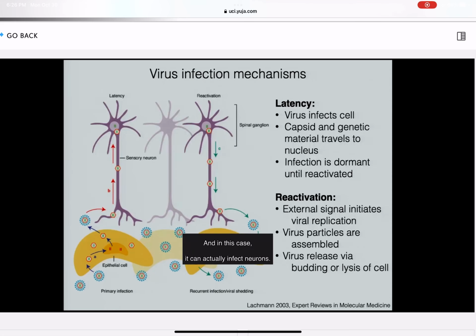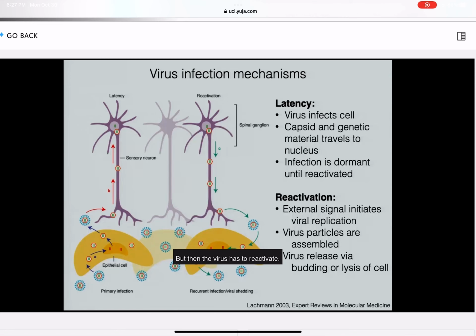And in this case, it can actually infect neurons. Your skin cells are actually innervated by neurons. That's essentially how we're able to sense light, sense touch, amongst other things. And so then the viral capsid will travel down into the body of that neuron, and it will, again, incorporate into the DNA. And that's the latency. So you can get infected through this cycle, and it lays dormant here for years. You may not even know that you're infected when you're in the latency phase.